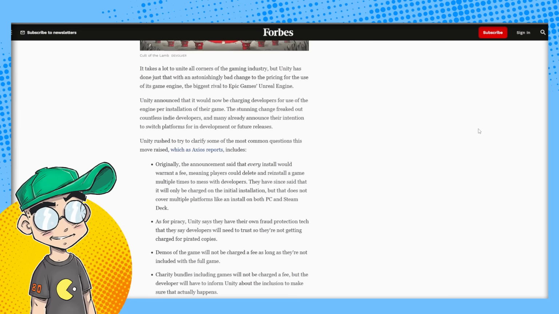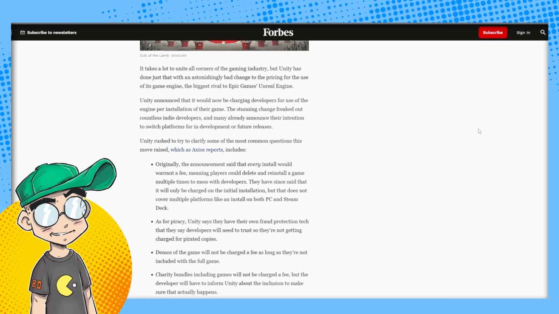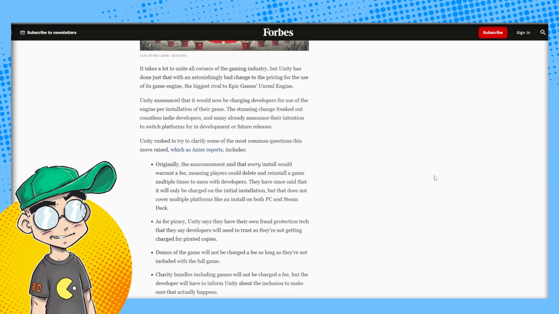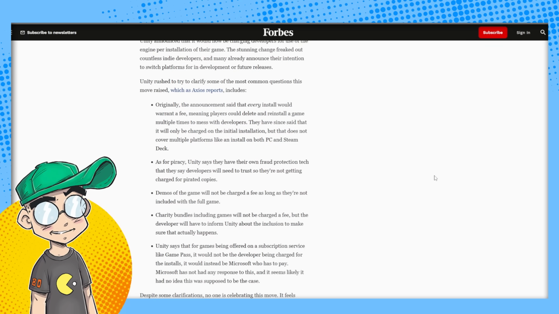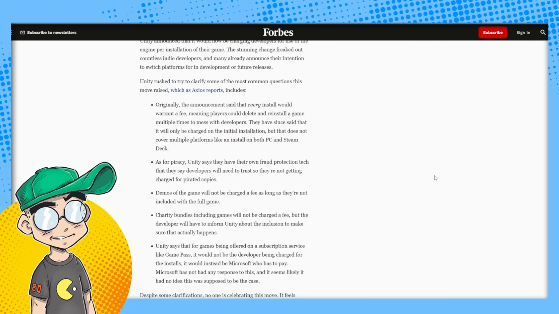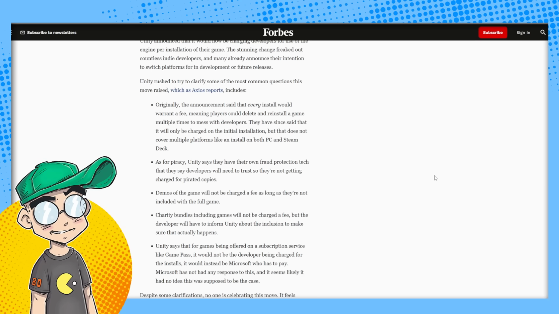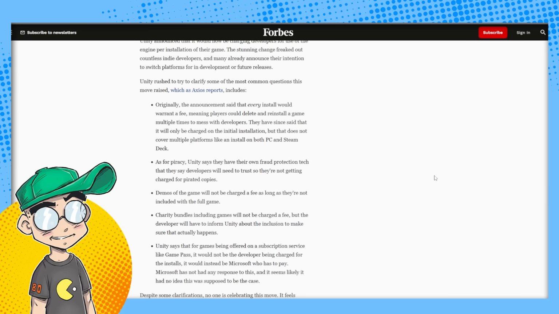The stunning change freaked out countless indie developers, and many already announced their intention to switch platforms for in development or future releases. Absolutely. I would. I'd be like, we can't trust them. You can't trust them. You're better off actually just building your own engine from scratch, having a house engine or something.